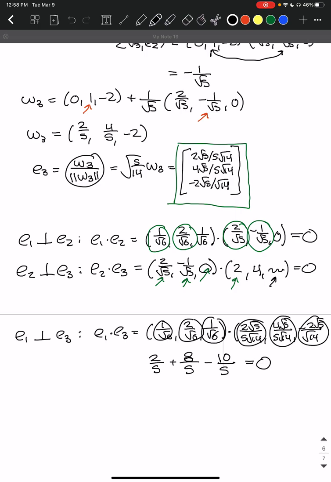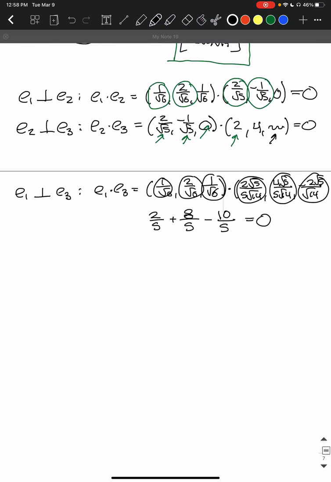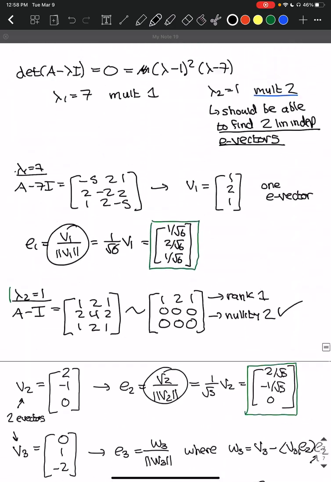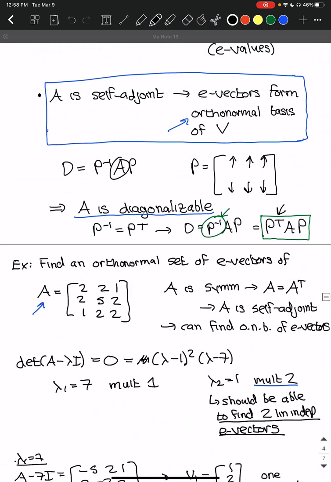Okay, so I know that was a long walk to get here, but we do indeed have an orthonormal basis where it's E1, E2, and E3, as we just found above. And the beauty for why we were able to do that is because we started with a matrix that was symmetric and therefore self-adjoint.